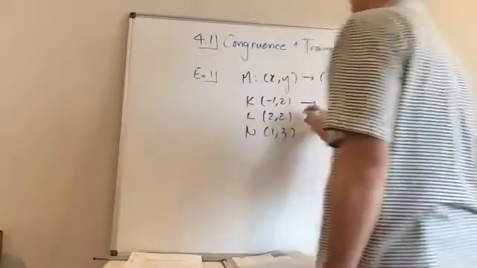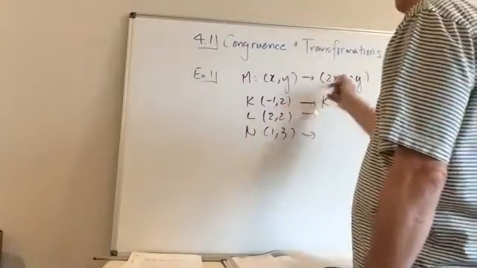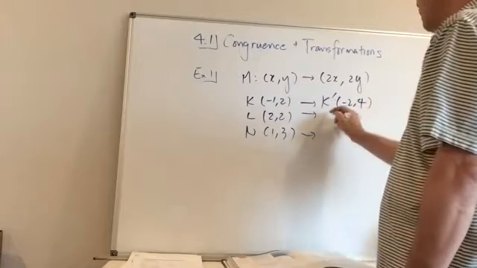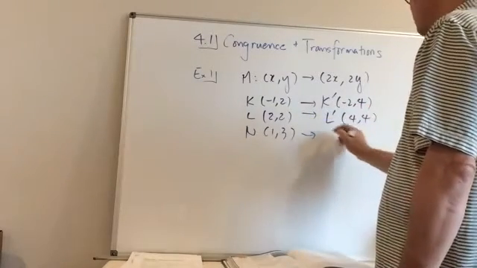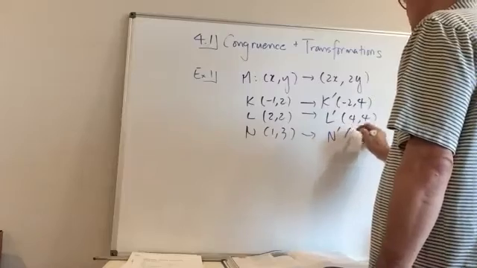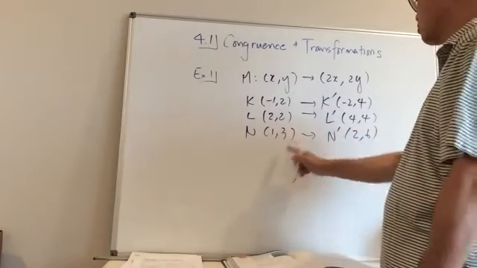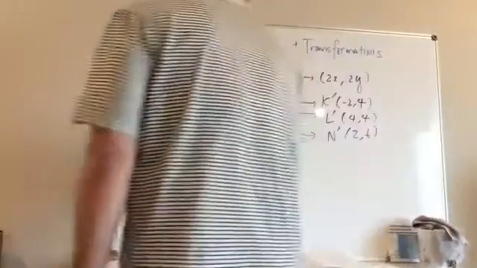Okay, let's do the transformation. So K prime, I'm multiplying both coordinates by 2, so K prime is -2 and 4. L prime is 4, 4. N prime is 2 and 6, right? 2 times 1 is 2, 2 times 3 is 6. Okay, let's go ahead and plot this.